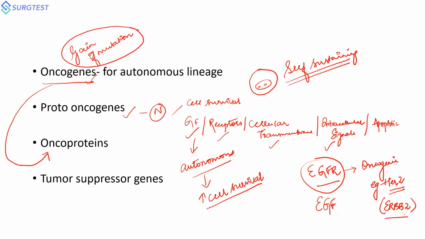So again, the same thing I repeat. Your normal coding elements within your normal cell are your proto-oncogenes. When they undergo genetic transformation or mutation, you refer to them as oncogenes, and they are responsible for the production of oncoproteins. These proteins will be used for the production of your cellular elements. Your cancer cell has to have certain proteins, your ribosomes, your mitochondria. These are all encoded by your oncogenes. So they keep the cell self-sustaining.